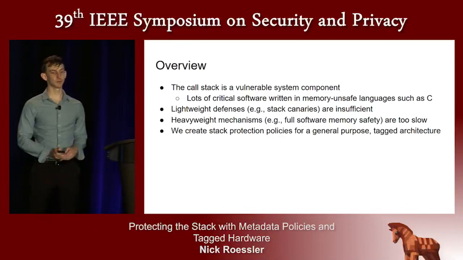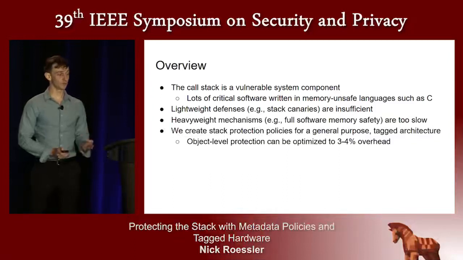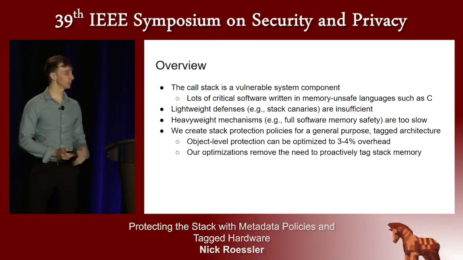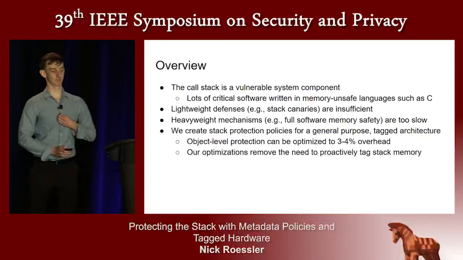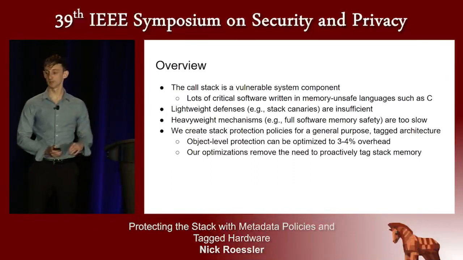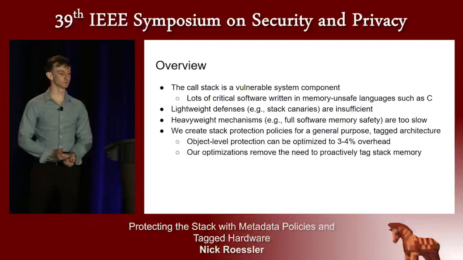In this work, we look at creating stack protection policies for a general purpose tagged architecture. We find that we can provide object-level protection, and we can optimize our policies to only impose a 3 or 4% overhead. Our key optimizations allow us to remove the need to proactively tag and then clear stack memory, and we'll see exactly how this works and what it means later on.